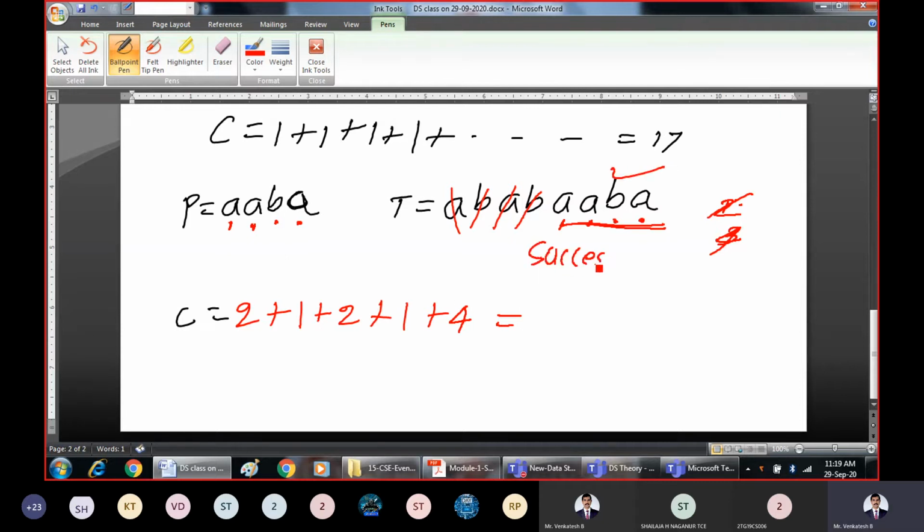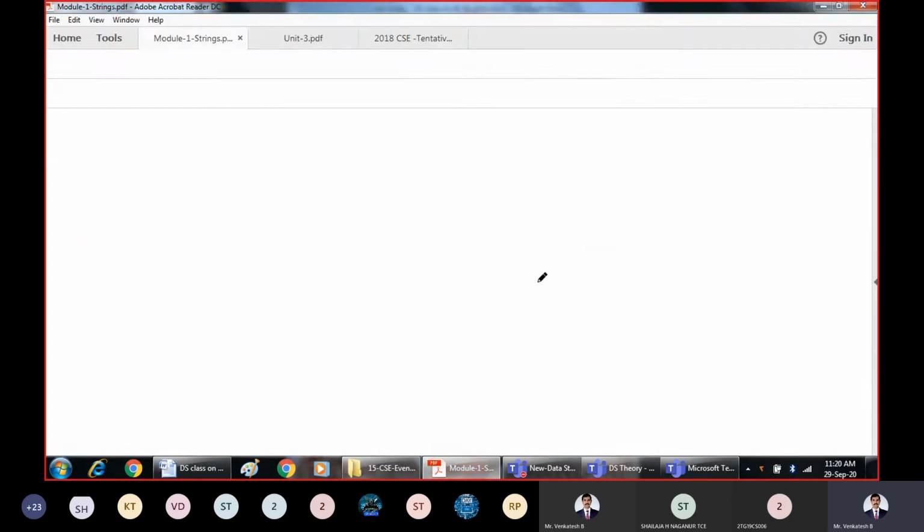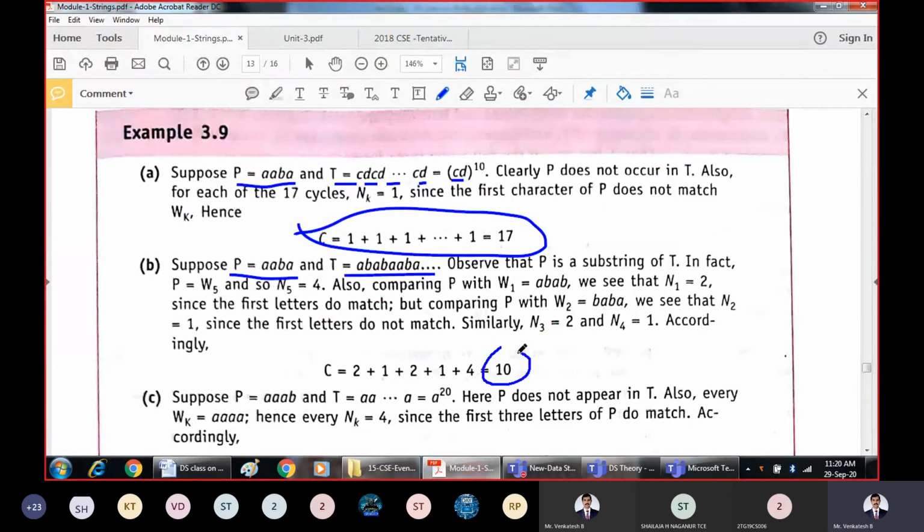The pattern is successfully available. It is found in the given text. So to find this pattern, how many comparisons have we made? We have made a total of 2 plus 1 plus 2 plus 1 plus 4, that is 10. So we have made a total of 10 comparisons to find the required pattern in the given text. So that is how the first pattern matching algorithm works. The total number of comparisons is 10.